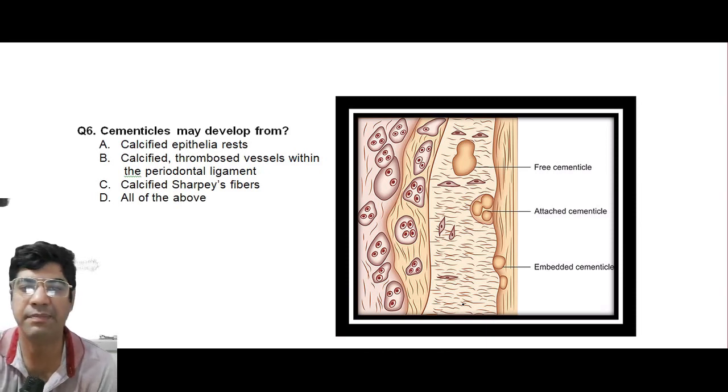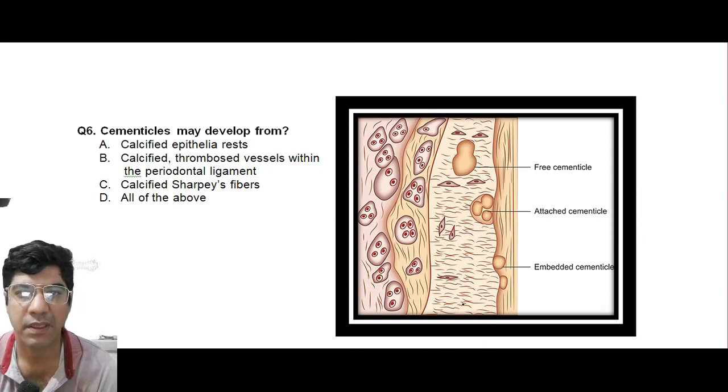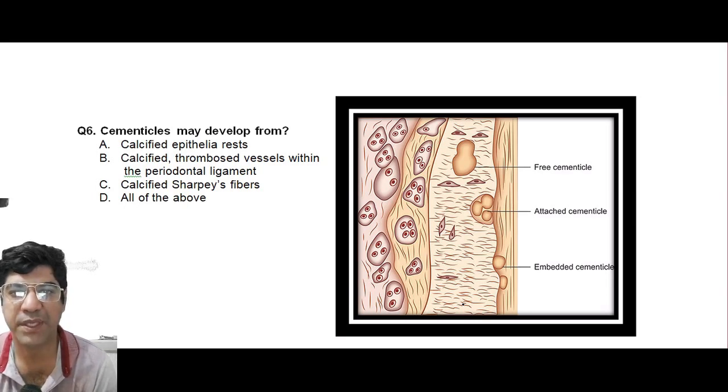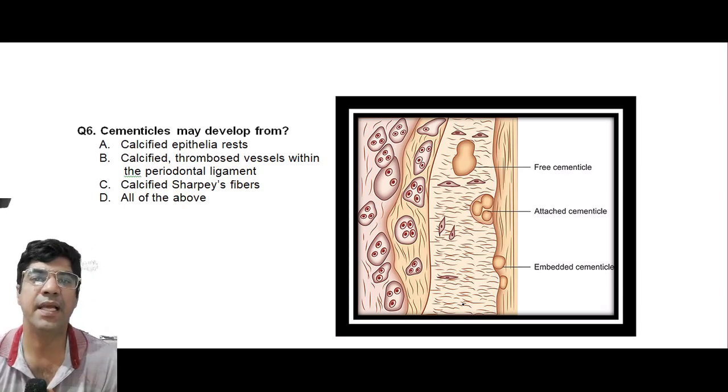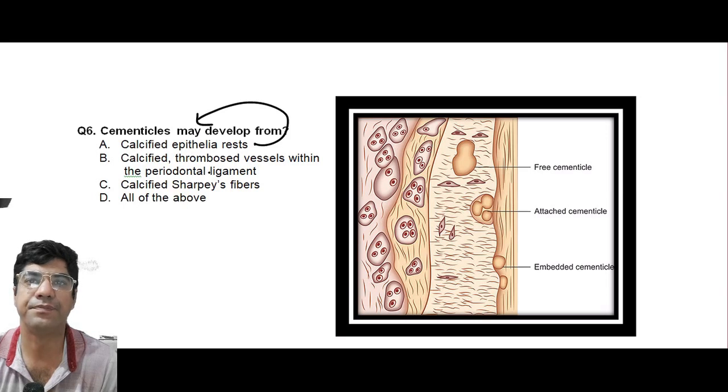Moving to the next question. The cementicles may derive from... well, the cementicles are small spicules of cementum. They are found in the periodontal ligament or around the root of the tooth. They can derive from various sources, including number 1, the calcified epithelial rests. These are the remnants of the Hertwig epithelial root sheath that is involved in tooth development. So calcified epithelial rests can sometimes give rise to cementicles.